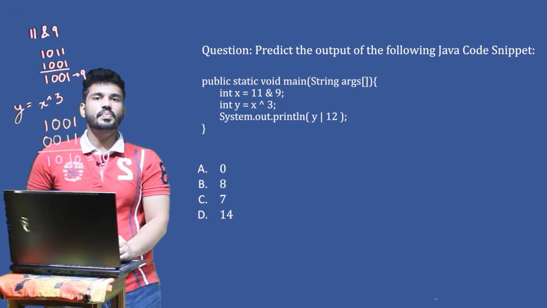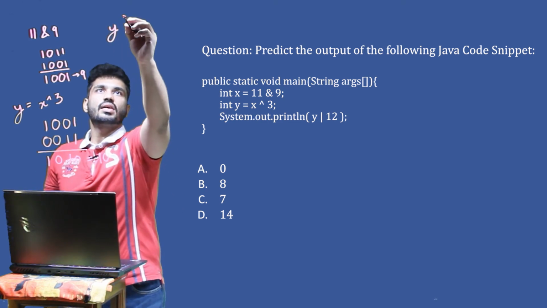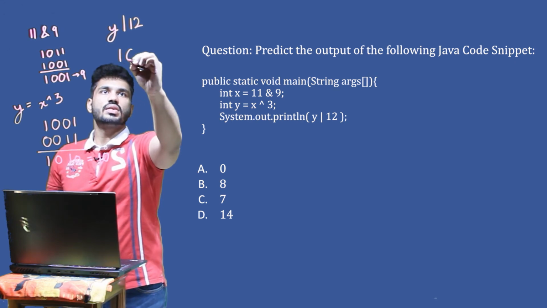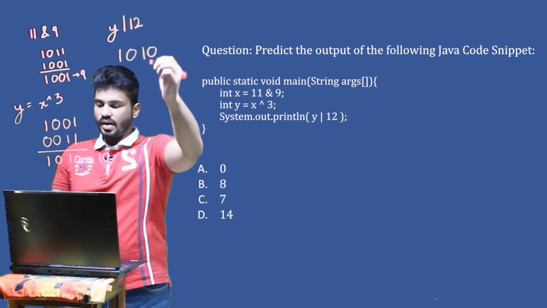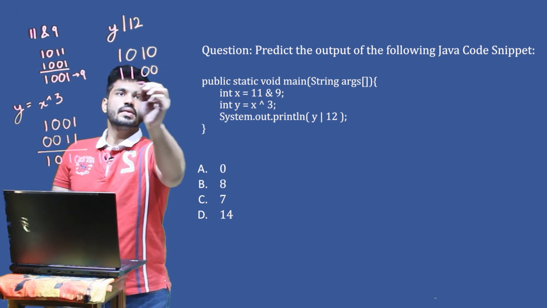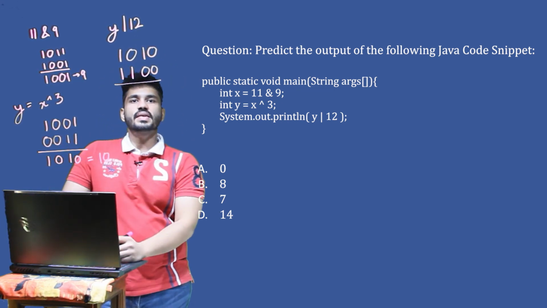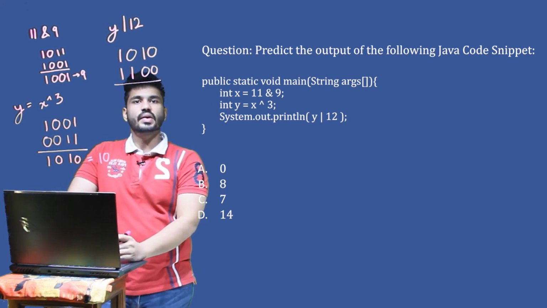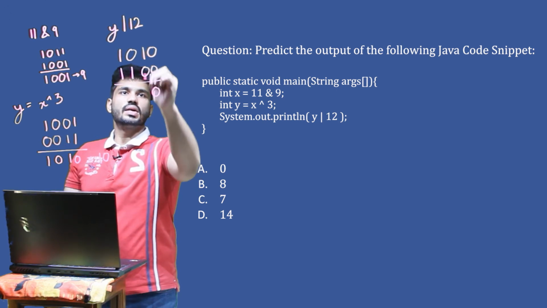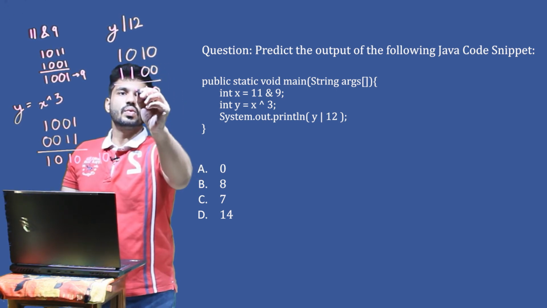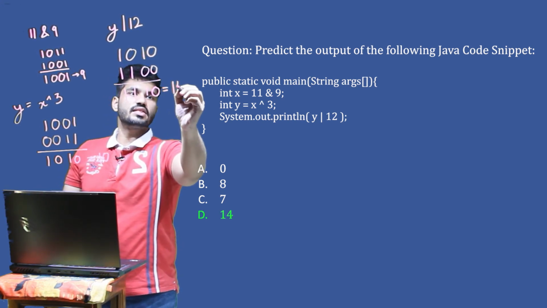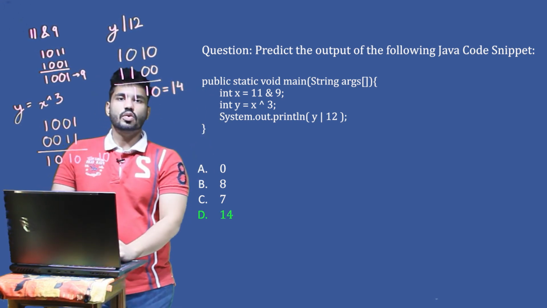In the next line, we are printing y OR 12. So y is 10, so we write it as 1010. 12 is written as 1100. In OR, if either of the bits is 1 or both the bits are 1, we get a 1, otherwise it's a 0. So 0 0 is 0, 1 0 is 1, 0 1 again 1, 1 1 again 1. This is equivalent to 14 in decimal. So 14 is printed as the output.